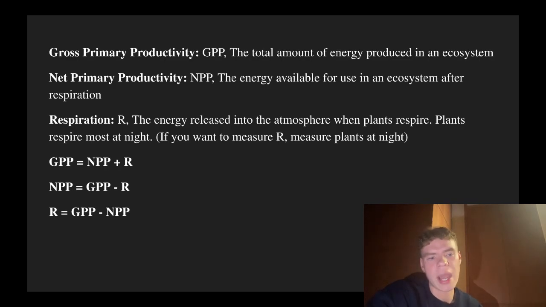And I mean, if you understand algebra, those three equations right there are basically just the same thing, just flipped around. So GPP equals NPP plus R. In that second equation, all I've done is just subtracted R from both sides. So it'd be NPP equals GPP minus R. Yeah, it's very simple if you understand the concept.